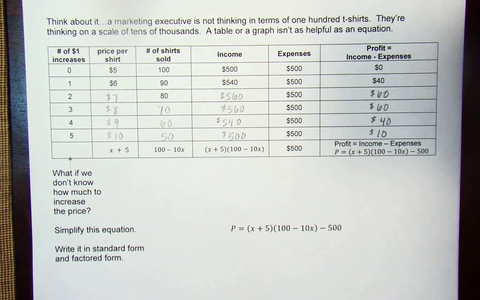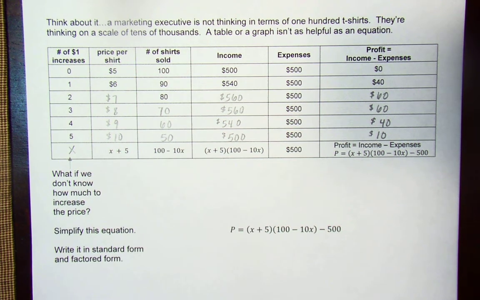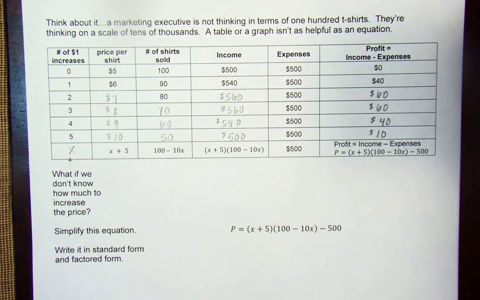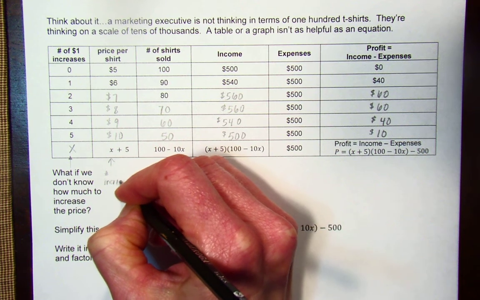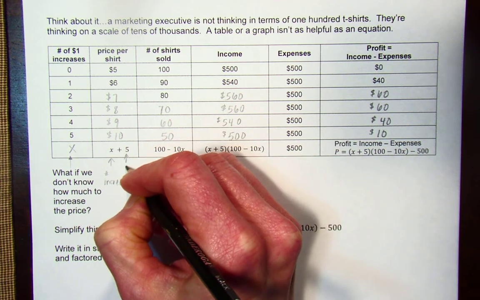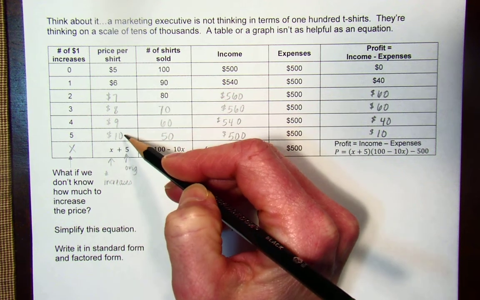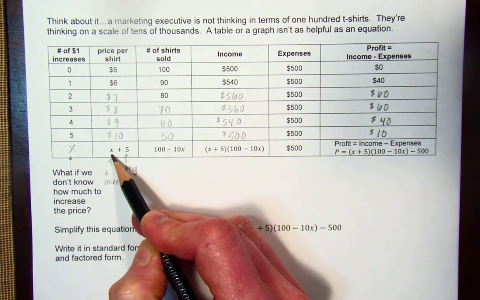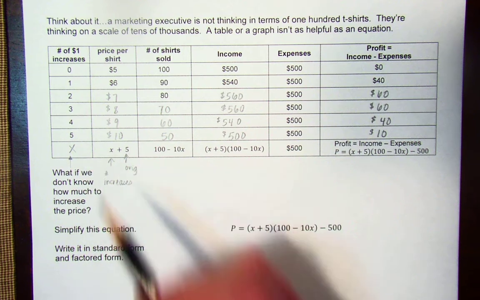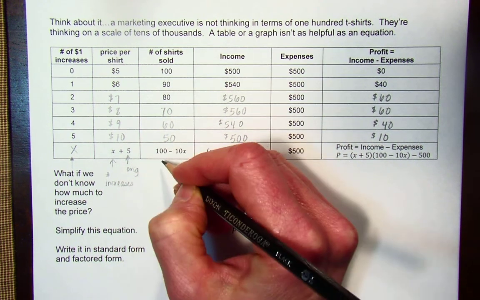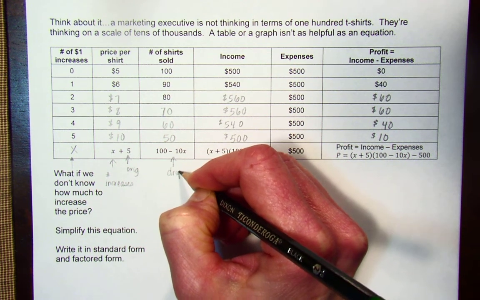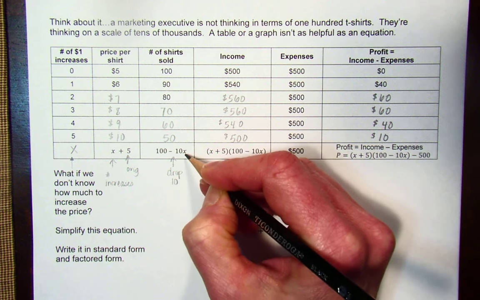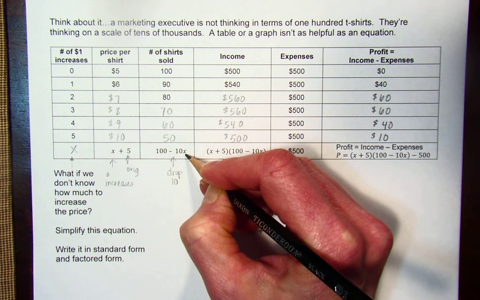And honestly, we really don't know what the price increase ought to be, because it could be anything. We just figured out what it should be, but if we didn't know, we could call it x. This is the number of increases, and this was the original price of the shirt. So if I didn't make a table here, I could just say my original price plus the number of increases, and say I really don't know what it is, but I'm going to figure it out with this equation. This was the original 100 shirts that I was going to sell. This is the fact that I'm going to drop 10 shirts in sales for every price increase that I have.